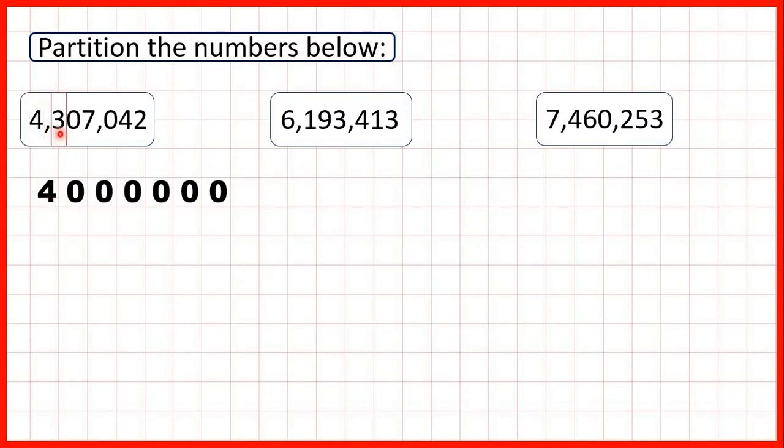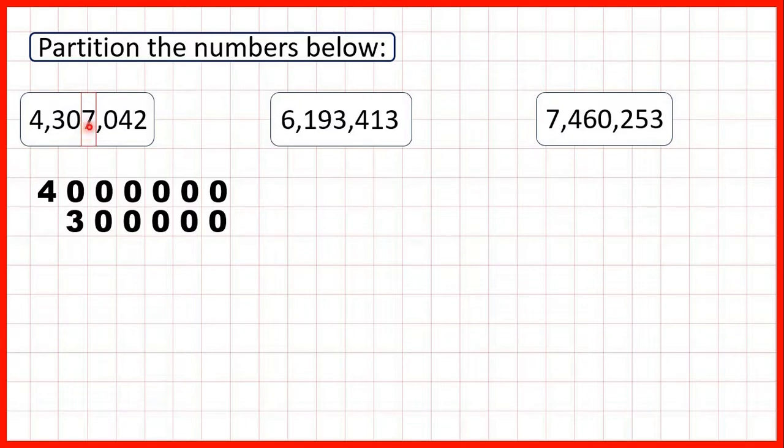Now we have a 3 in our 100,000s, so that's 300,000. We have 5 digits after the 3, so when we partition the number, we need to write 5 zeros after the 3. Now the next digit is a 0, and we don't partition zeros. That's because whatever place value it's in, 0 always has the value of 0. So here, 0 is in our 10,000s place value, but 0 times 10,000 is still 0, so we don't need to partition 0. We can move on to the next digit.